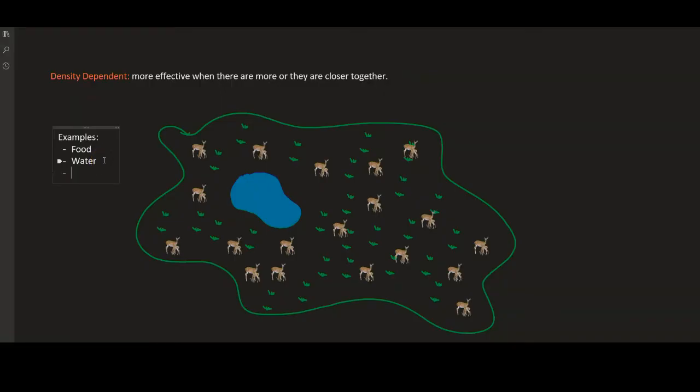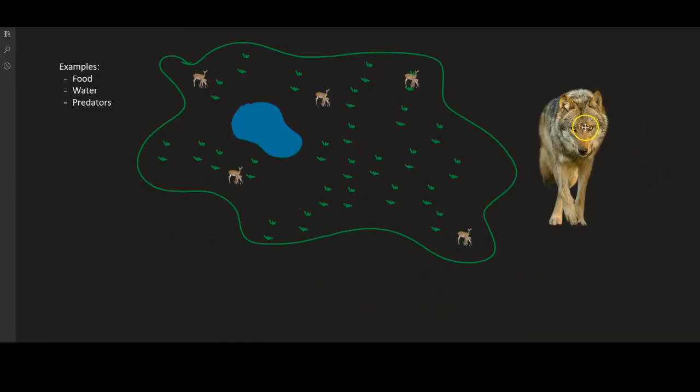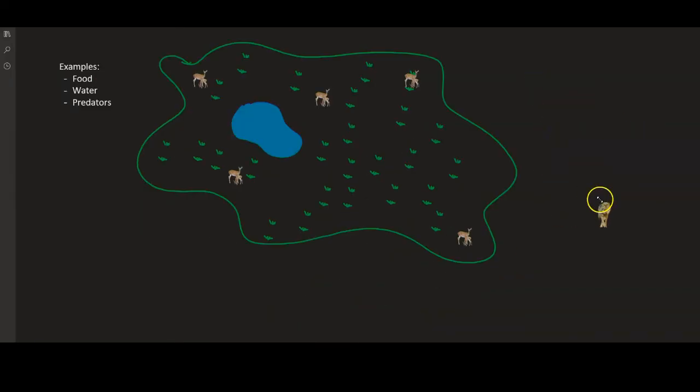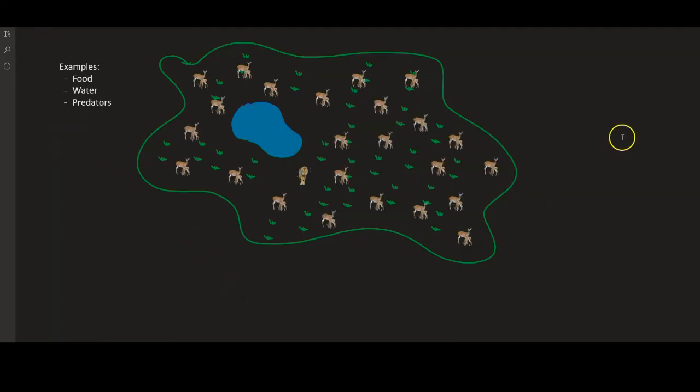I would say predators. Let's visualize that real quick. So I took away some deer, and I'm adding this wolf. This is the best image I could find of it. We're going to make him smaller and put him in here. And is this wolf more likely to find their prey, which is the deer, when there are few of them, like you see here, or when there are a lot of them? So there are many more deer. Is this wolf more likely to find their prey? Like that?